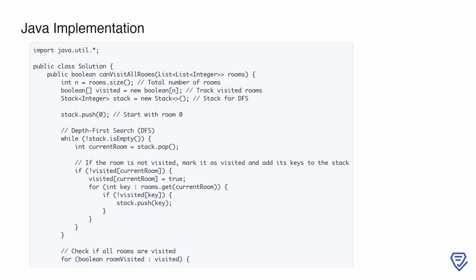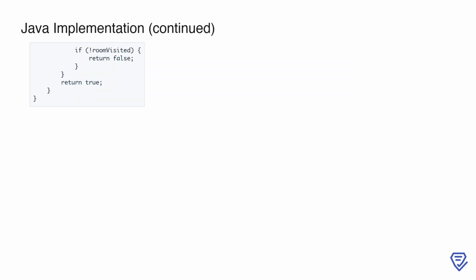Now, as long as the stack isn't empty, we repeatedly pop the top element from the stack, which represents the current room we're exploring. If this room hasn't been visited yet, we mark it as visited and then iterate through all the keys available in this room. For each key, if the corresponding room hasn't been visited, we push it onto the stack, effectively adding it to our DFS traversal path. This way, we ensure that we explore all reachable rooms and their keys in a systematic manner. After completing the DFS, we need to verify whether we've visited all the rooms.